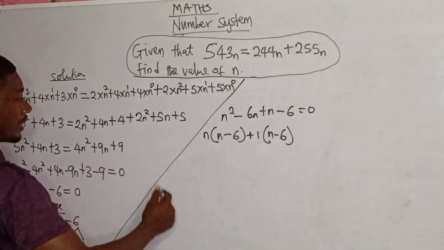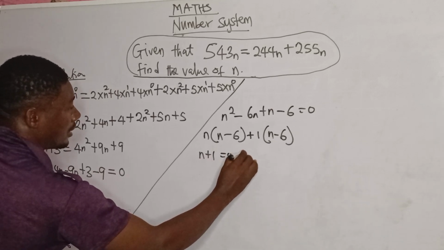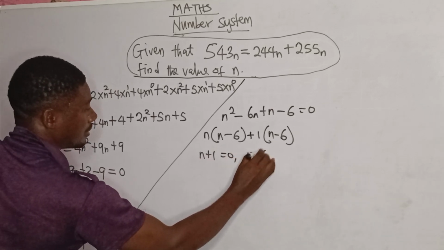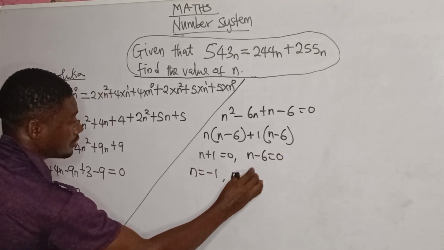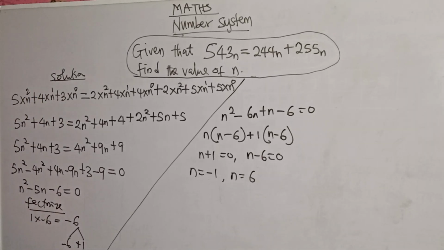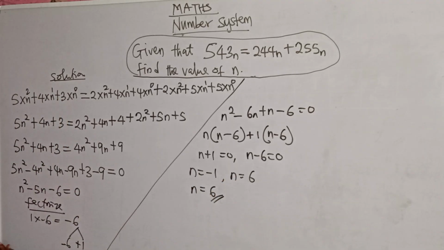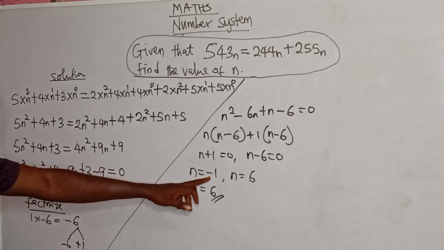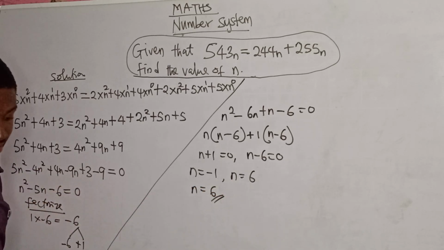So we pick out the outside ones, which is n plus 1, equals to 0, and n minus 6 is also equals to 0. So our n in this one gives us minus 1, while n in this one gives us 6. In number base, your value can never be negative. Any number base question you are solving, your answer must be positive. So since minus 1 is negative and 6 is positive, our n becomes 6. We can't take the minus. But if two of them were plus plus, our n could have been 1 or 6. That is it.